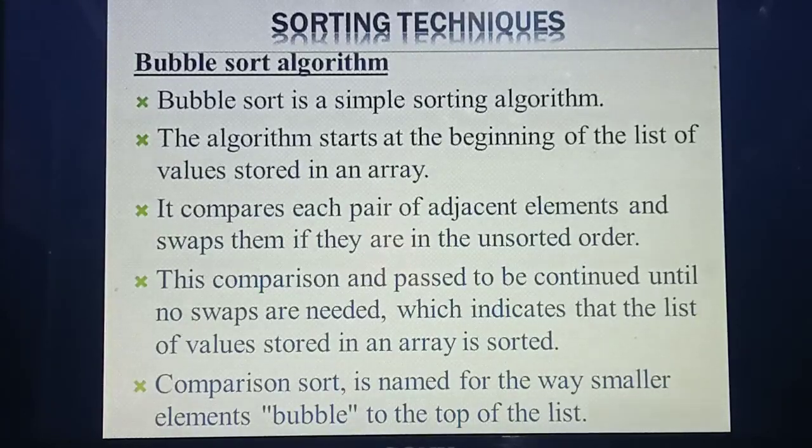First you compare the first two elements, to see which one is greater. Likewise you compare each and every adjacent pair. Adjacent means next: first and next element second, then second and next element third. Likewise, you keep comparing adjacent elements.